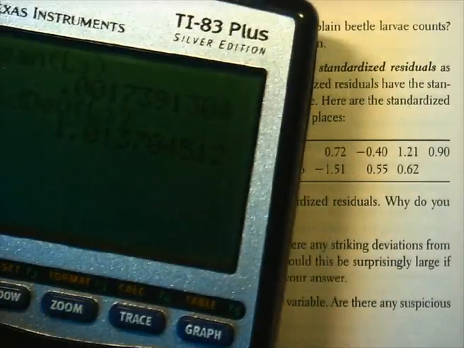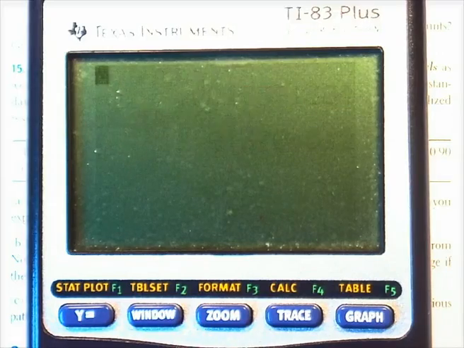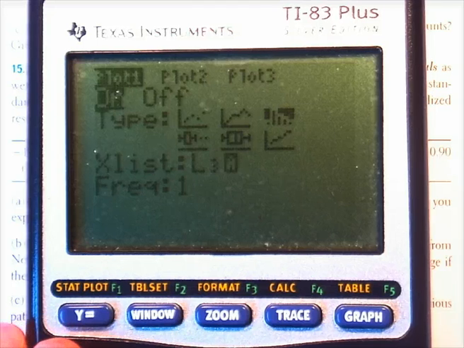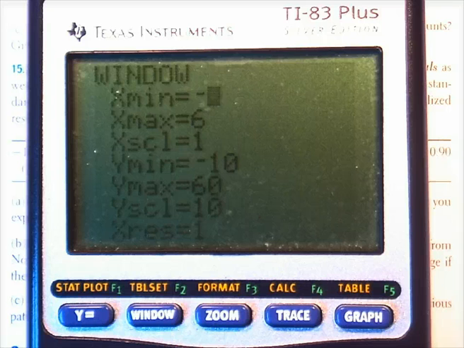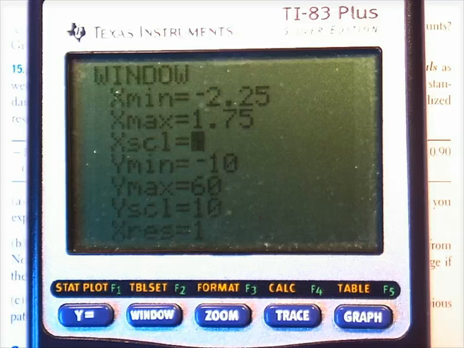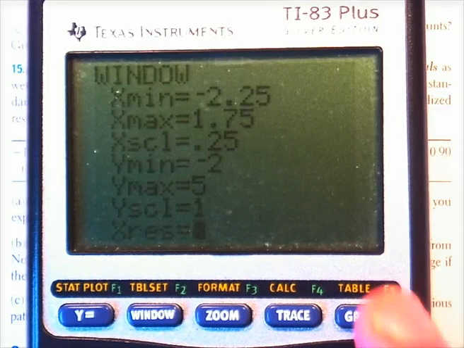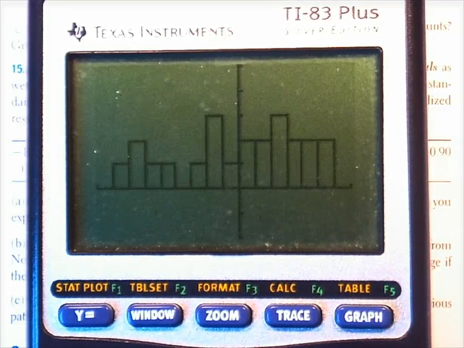Let's look at the histogram. So to set up the histogram, we want to take a look at a histogram of list 3. That's where I've put these residual z-scores. So a good window will be from negative 2.25 to 1.75. That'll allow us to see all of the residuals. I'll use a scale of 0.25. That'll give us the width of our bars. So the histogram demonstrates maybe just a little bit of skewness to the left. There aren't any outliers. I don't see any serious deviations from normality.